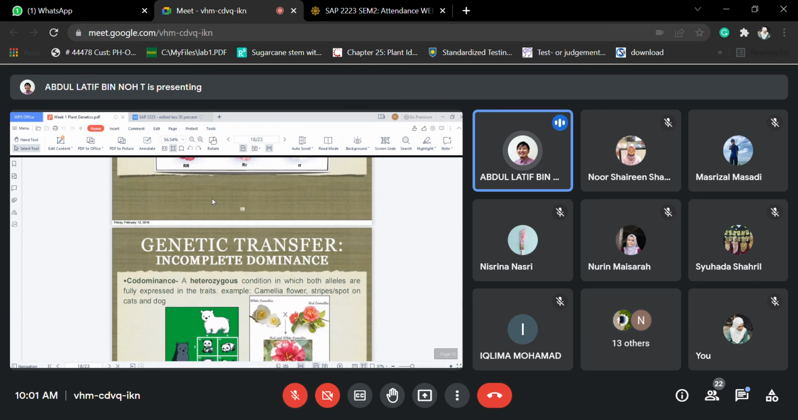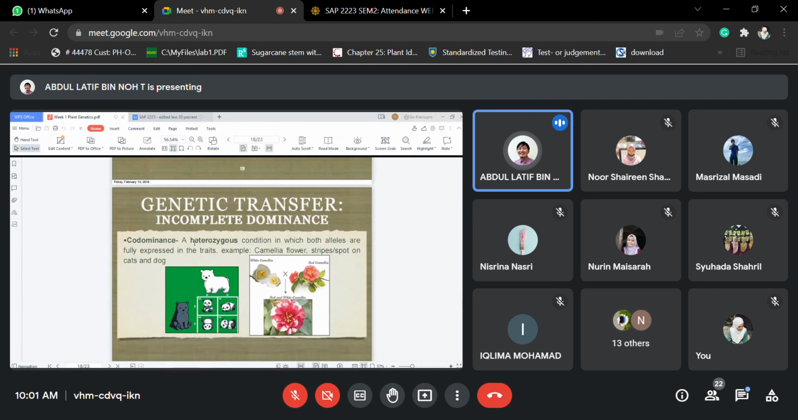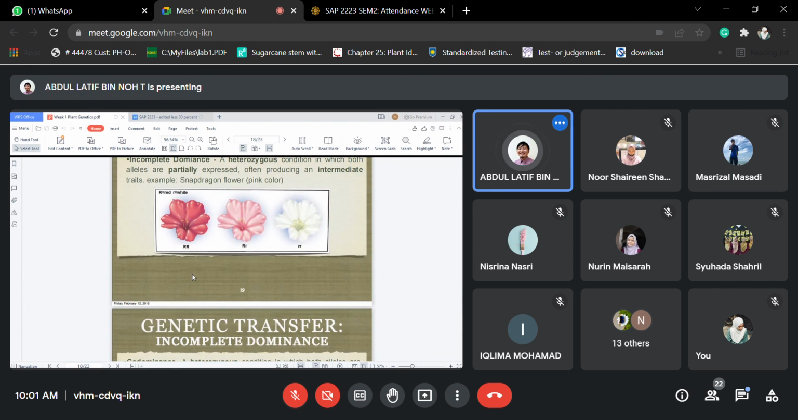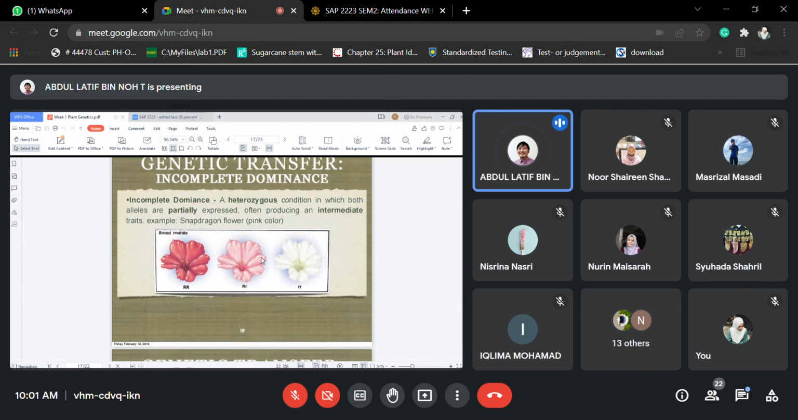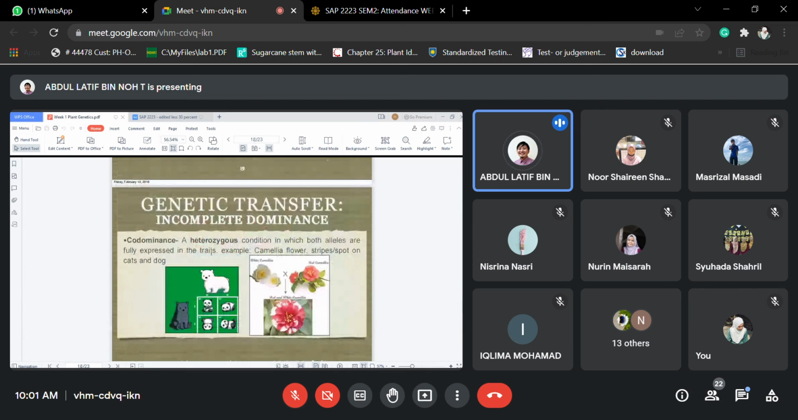So incomplete dominance is a condition where the heterozygous condition shows intermediate traits. Tadi, it was partially expressed, sikit-sikit, so it becomes intermediate. But this one, both of them are fully expressed lah. Ini dia contoh lah, ni bukan ni betul pun. So both of them want to be expressed.